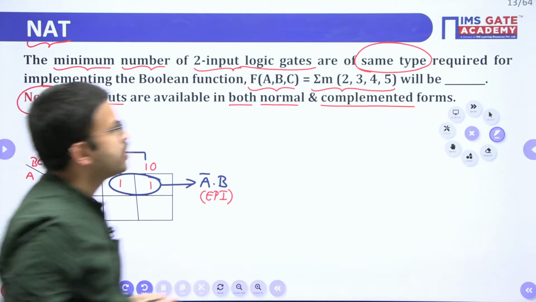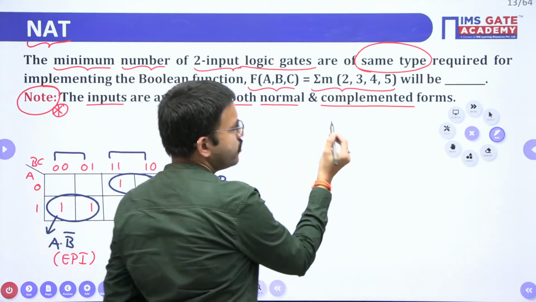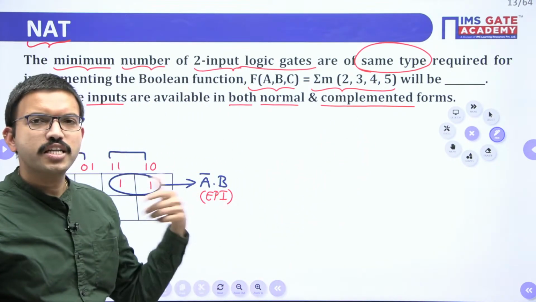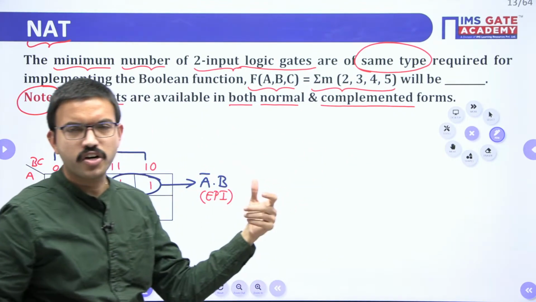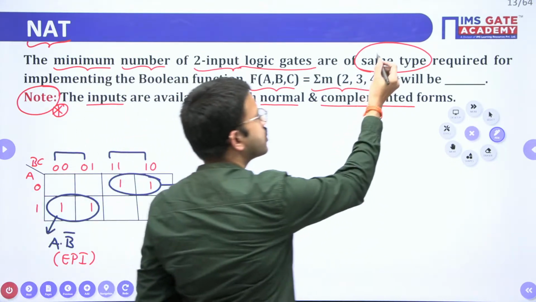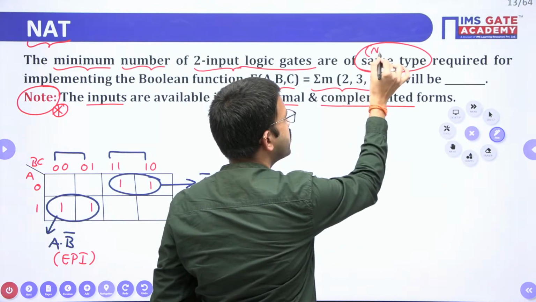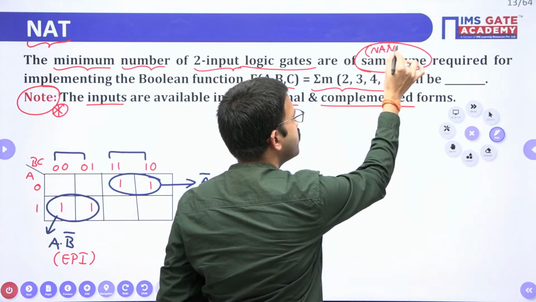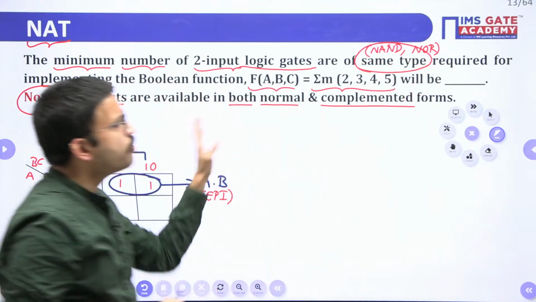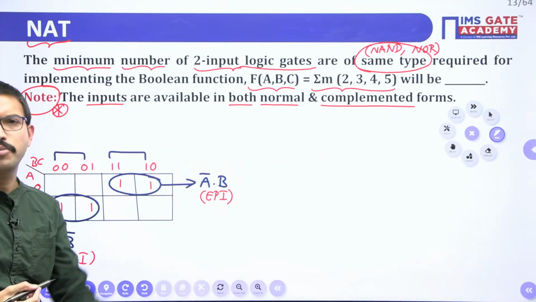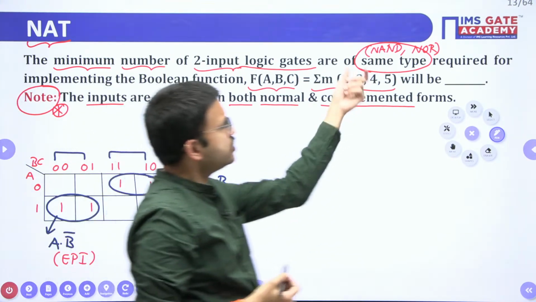Regarding NAND and NOR, we call them universal gates because we can implement any Boolean function with the help of NAND only, or similarly with NOR gates only. Here the question is with respect to NAND or NOR, or if you want, you can just mention within brackets instead of same type. If you have any confusion, you can write NAND or NOR: with respect to NAND, how many gates you get, and with respect to NOR, how many gates you get. Just to avoid confusion, you can write it.